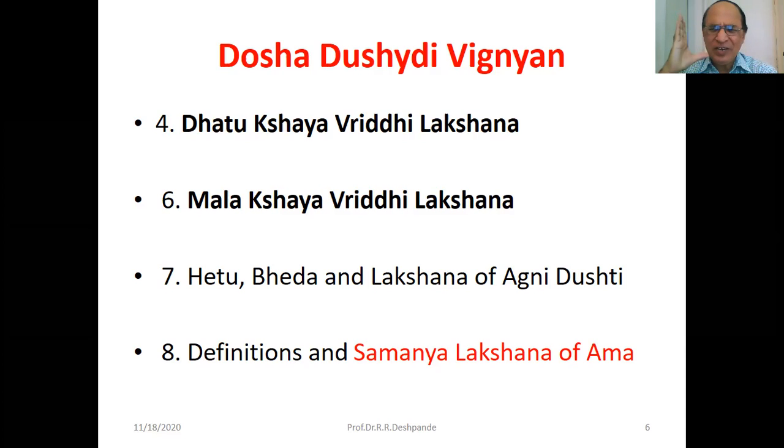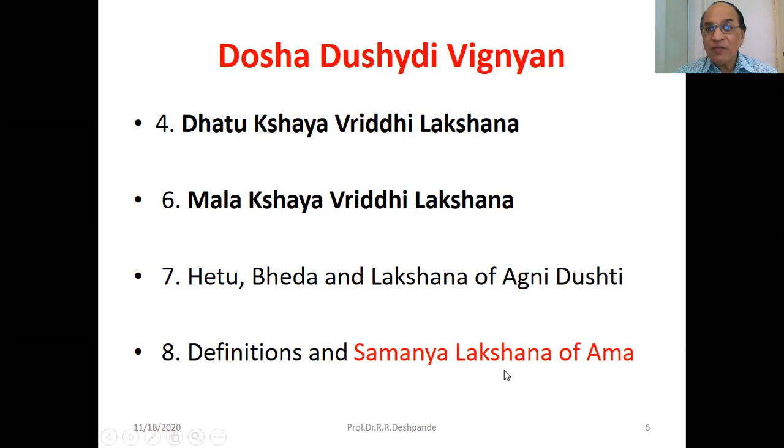Malakshaya and Vriddhi Lakshana. Hetu, Bheda and Lakshana of Agni Dushti. Yatra Agnimandya: Rogah Sarve Api Mandegnau. All the diseases from cold to cancer, from cold to corona, are because of weak digestion, weak metabolism. This is the concept of Roganidan.